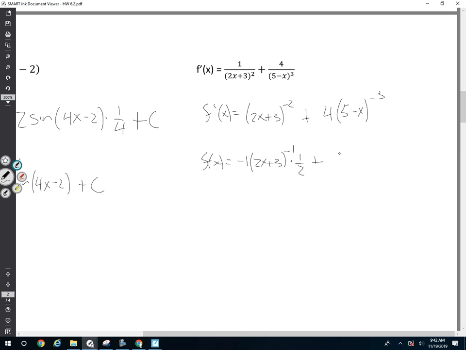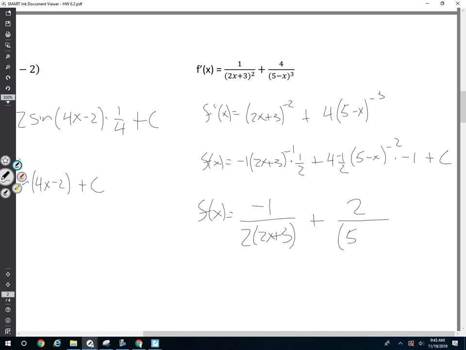Here, take the antiderivative of the outside of 4, 5 minus x to the negative second. I'll need a negative 1/2. I also need a negative 1 from this x, the reciprocal of the coefficient of x. Don't forget the plus c. And let's just rewrite this. I'll have negative 1 over 2 times 2x plus 3. I could distribute that if I wanted to. Plus, then it'd be positive 2 over 5 minus x squared. Plus a c.